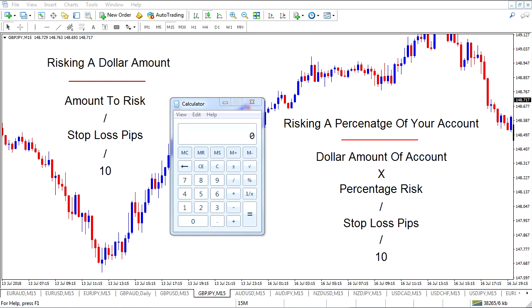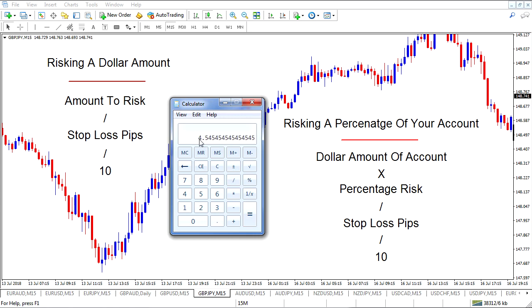So let's say you wanted to risk $100 on your trade. What you need to do is figure out where your stop loss is going to be and where your entry is going to be and what that is in pips. How far away is your stop loss going to be? So let's say for this example, your stop loss is going to be 22 pips. So I'm going to risk $100. I'm going to divide that by 22 pips. So 100 divided by 22. And what that does, 100 divided by 22, is it gives me the dollar amount per pip.